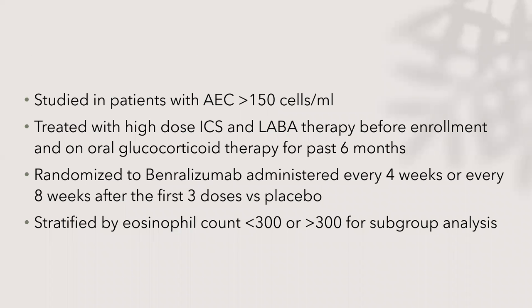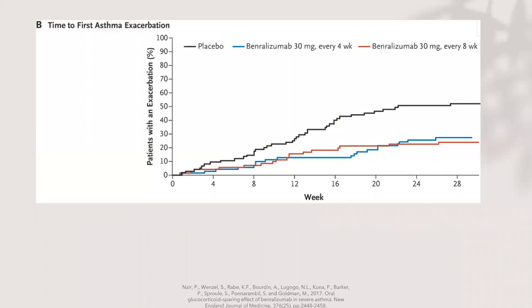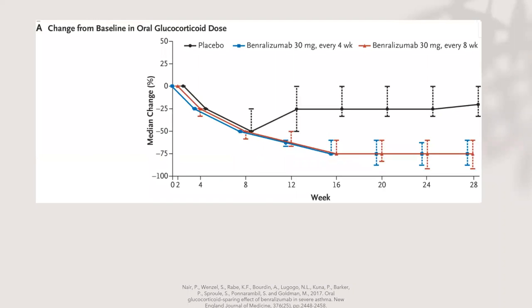Who did they study this in? The same group, eosinophil count above 150. They were patients who had severe, persistent, uncontrolled asthma, and they were randomized. The important part I wanted to focus on here is that they randomized them to two groups. One was given benralizumab every 4 weeks, and one was given it every 8 weeks. What was interesting in that study is that there's no difference between giving it every 4 weeks or every 8 weeks compared to placebo. They both had benefit in reducing the number of asthma exacerbations.